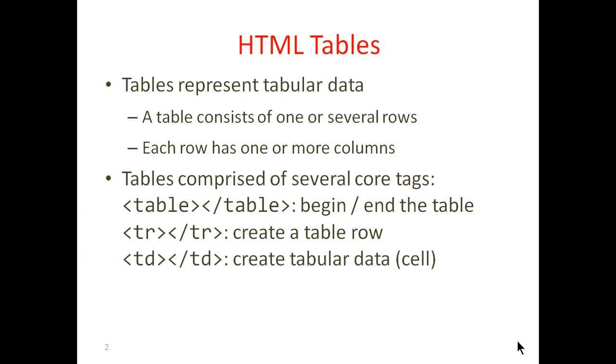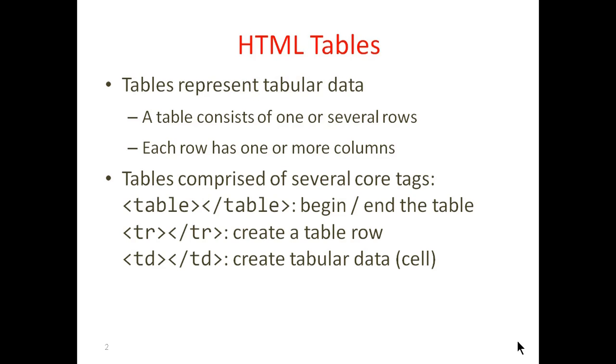A table comprises several core tags. So there are some HTML tags that are used to form tables in an HTML web page. First, the formation of a table begins with the table tag, table in angular brackets. This is the opening table tag. Then for closing the table tag, you write slash table in angular brackets. So the beginning and end of the table is done using these two tags.